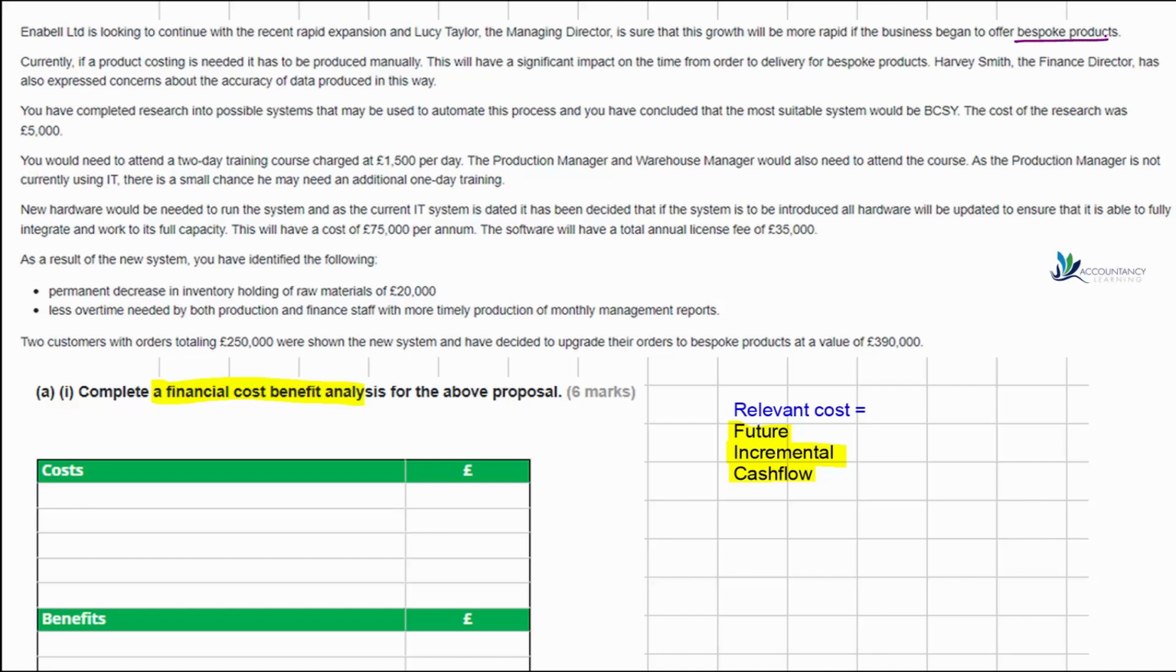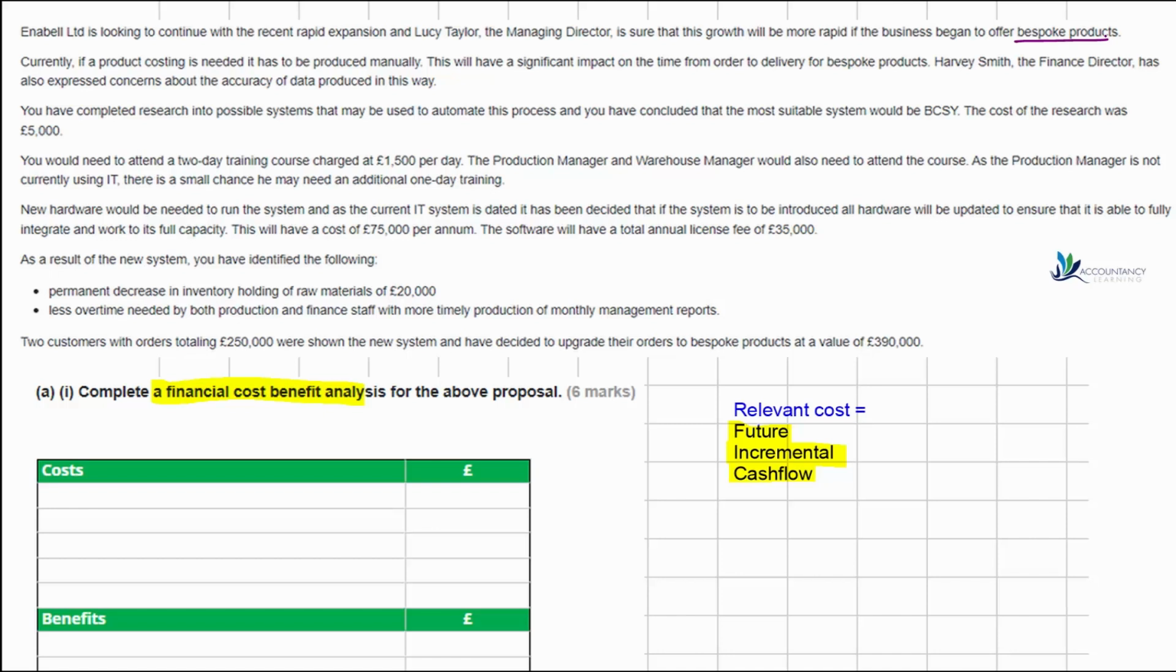So currently, if a product costing is needed, it has to be produced manually. This will have a significant impact on the time from order to delivery for bespoke products. Harvey Smith, the finance director, has also expressed concerns about the accuracy of data produced in this way. So a customer will come to us, they want a particular product, and we need to decide, well, will we make it for them? So we need to do a costing for them, don't we? But there have been problems with this. It takes time and may not be right.